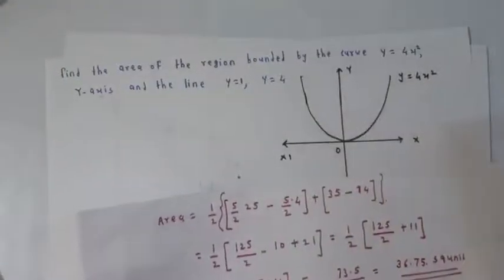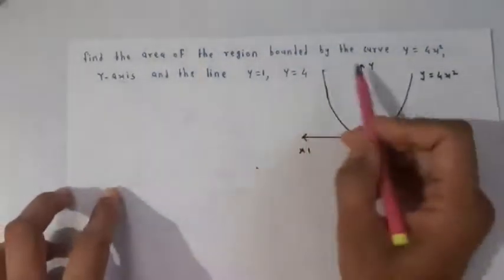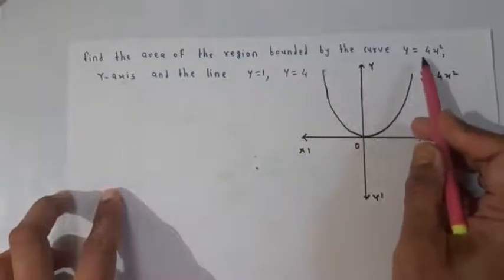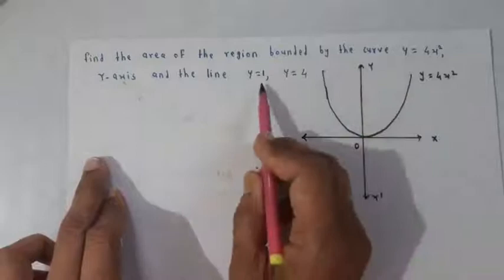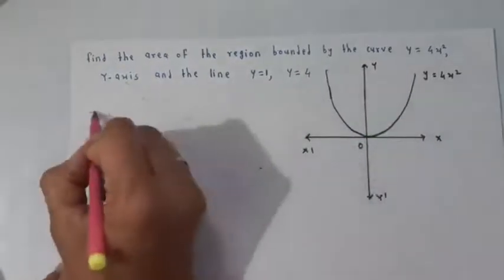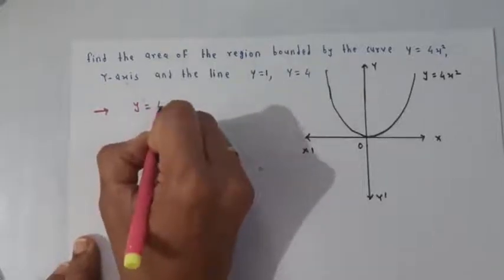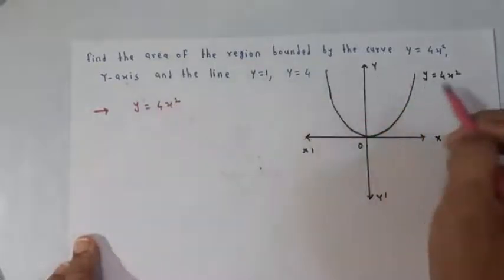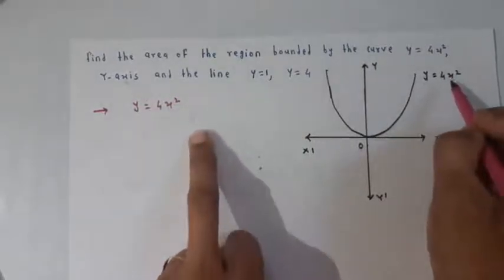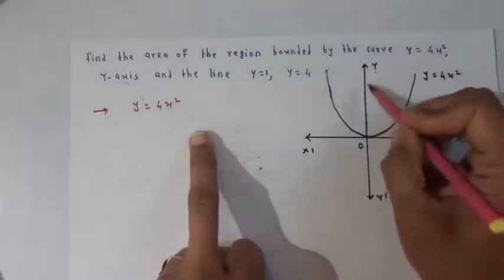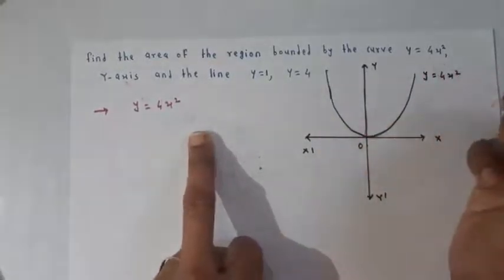Now the next problem is that find area of the region bounded by the curve y equal to 4x square, y axis, and the line y equal to 1 and y equal to 4. So here the parabola is y equal to 4x square. Means this parabola is of the type x square equal to 4ay. Means the parabola along the positive y axis. This is the required diagram.